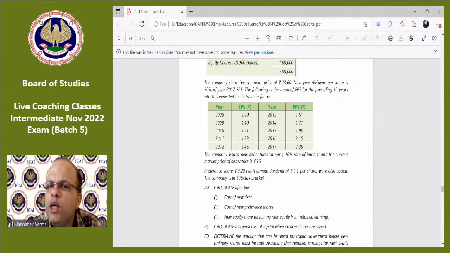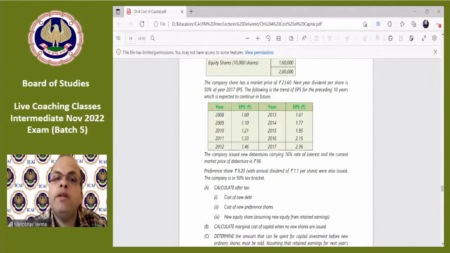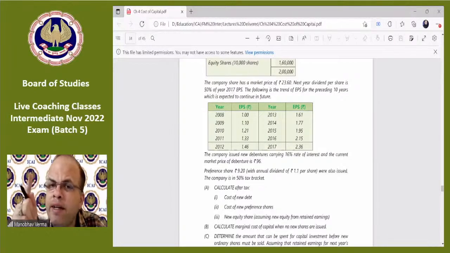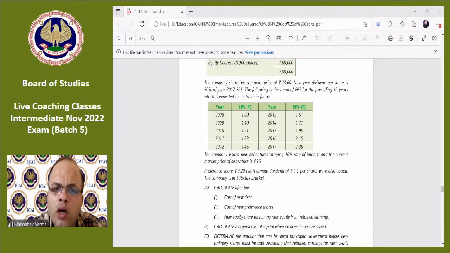The following is the trend of EPS for the preceding years, which is expected to continue in the future. Next year dividend per share is 50% of 2017 EPS. So D1 is given to us. This is the information above the table. So 2017 EPS is 2.36 into 50%, 1.18. Guys, everyone with me on this? I hope you got it how we calculated 1.18. That's D1.